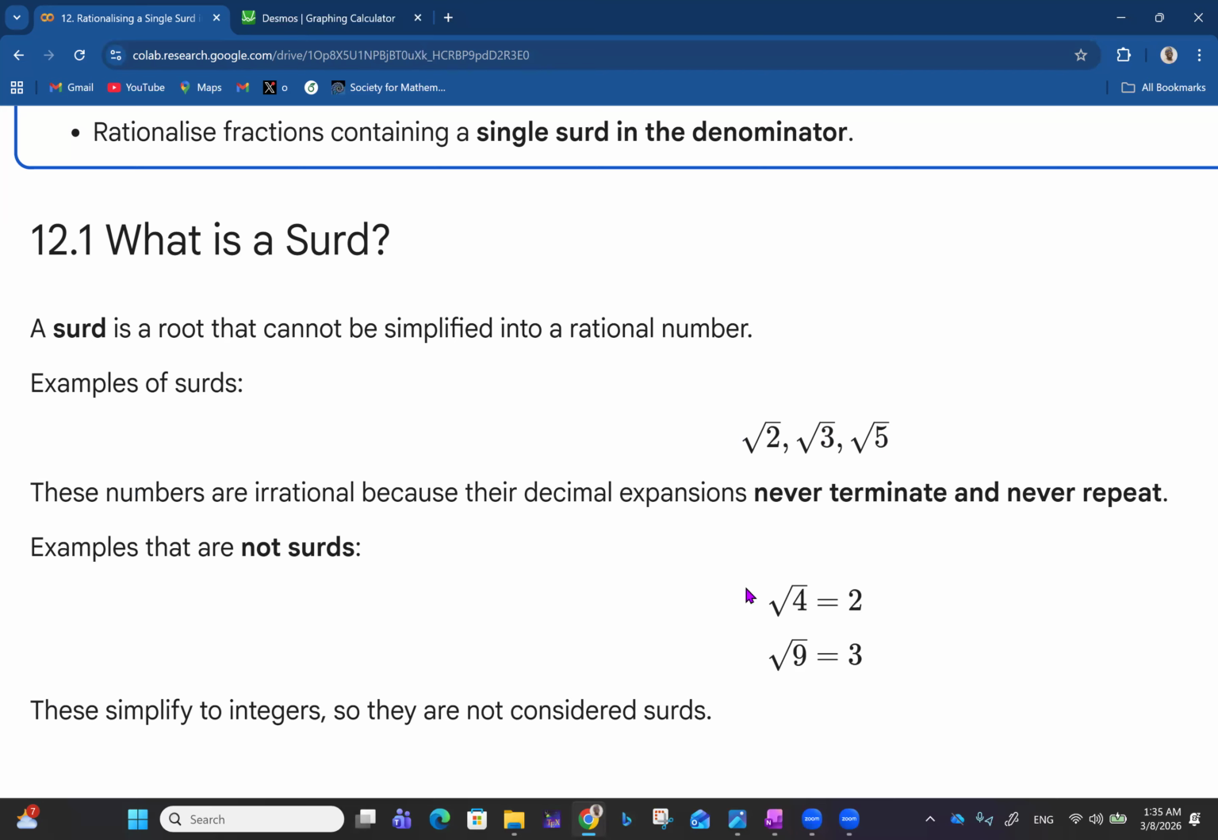Examples that are not surds: root 4 is not a surd because root 4 is 2, and 2 is a rational number because you can say 2 over 1, and 2 is an integer, 1 is an integer. So in essence, we can express root 4 as the ratio of two integers. Same for root 9. So root 4 and root 9 are not surds, but root 2, root 3, root 5, which cannot be expressed as rational numbers, are actually surds. Root 4 and root 9 simplify to integers, so they are not considered.